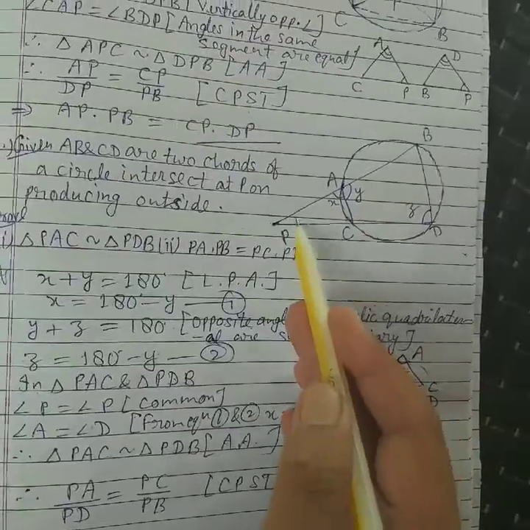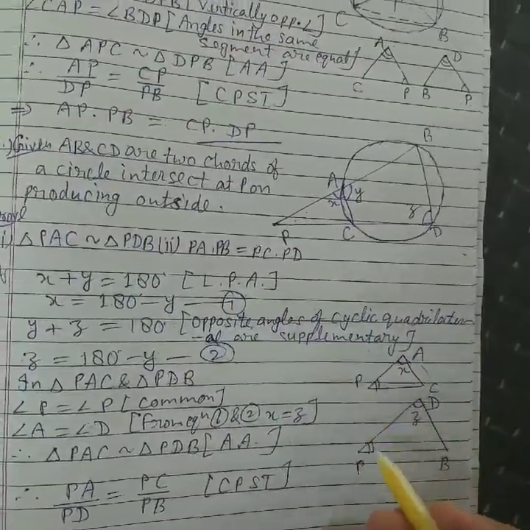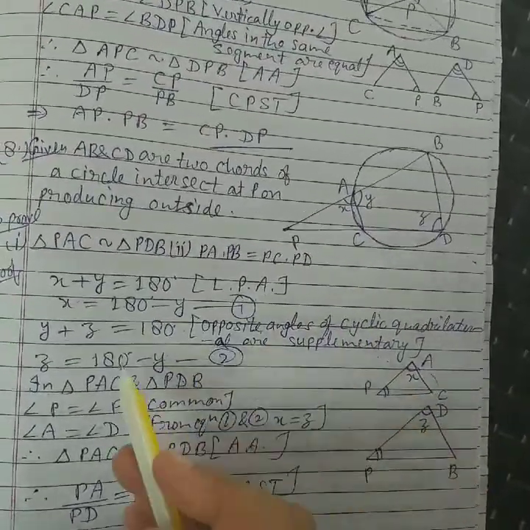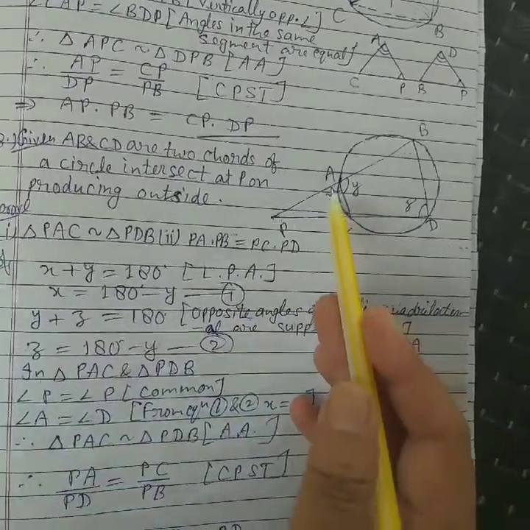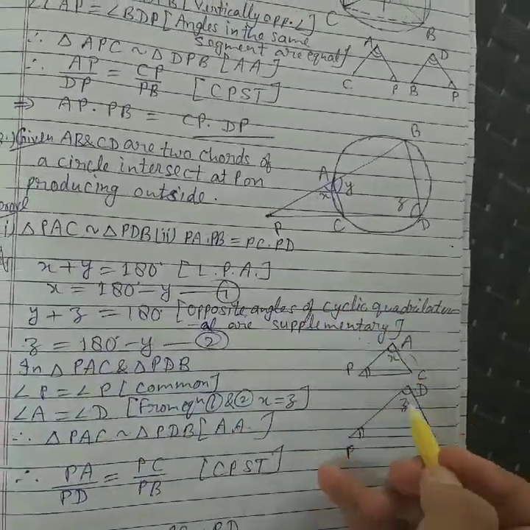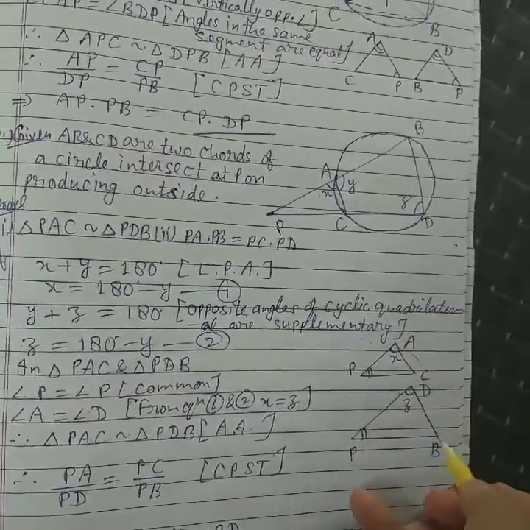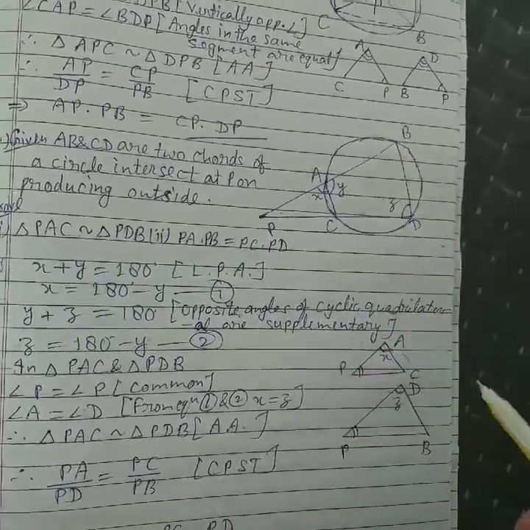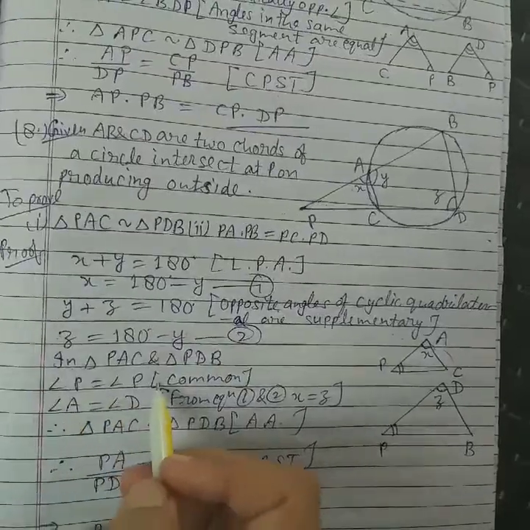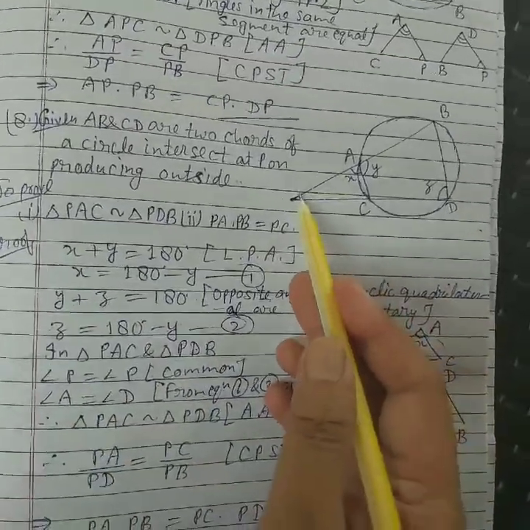How? Here angle P is common, so we put angle P in left side. And which angles are equal? X equals z, so x is here A, top corner, so here z also be put top corner, and z is angle D, so D is here. Now what is left? Point B, B goes to here. Clear? Now angle P equals angle P, common. Clear? This one is common.